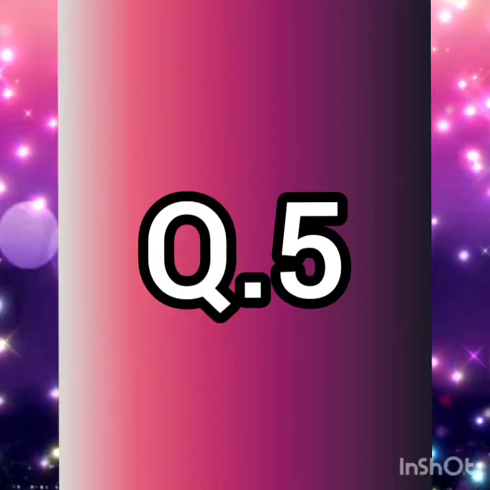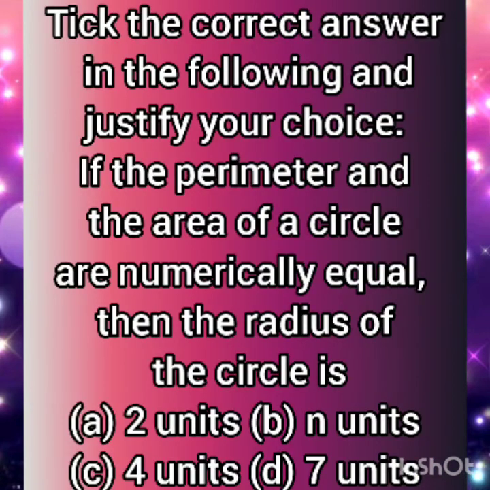This is the question. My dear student, here question number 5 says, tick the correct answer in the following and justify your choice. If the perimeter and the area of a circle are numerically equal, then the radius of the circle is: first option 2 units, second option 5 units, third option 4 units, and fourth option 7 units. My dear student, this is the easiest question. You will find it interesting and easy.